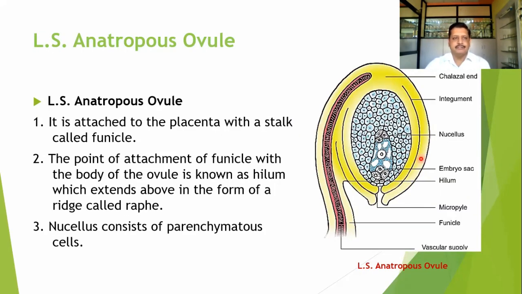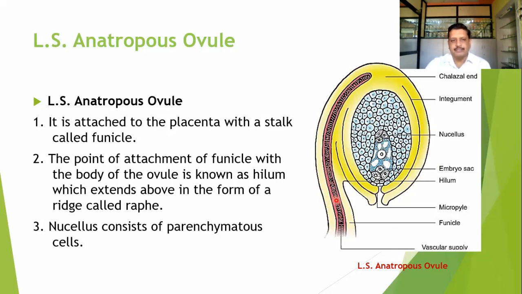Here you can find some of the basic structures that we should know. It is the LS of an Anatropus ovule, and in every type of ovule, it is attached to the placenta with a stalk called the funicle. This complete backbone-like structure is known as the funicle, and it has the vascular supply inside. So this part is known as the funicle.